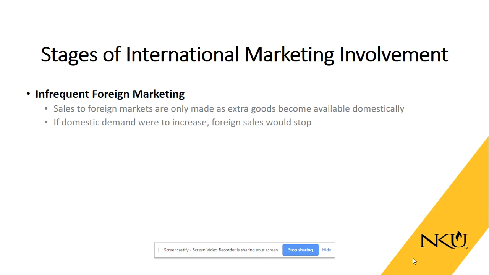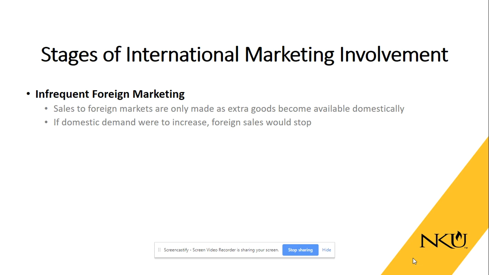The second stage of international marketing involvement is what we call infrequent foreign marketing. At this stage, sales to foreign markets are made as goods become available. Essentially, if we have extra goods domestically, maybe because production was higher than we expected or sales were lower than we expected, then we will sell them internationally to make sure that we're not losing money on that product production.